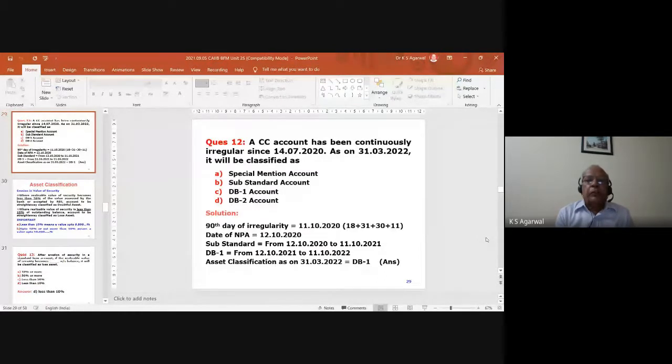So it became irregular on 14 July 2020. My first day of irregularity is 14th July of 2020. Then my 90th day of irregularity is 11th October. So the next date, 12th October, it will become NPA and out of order also. With reference to that date, it will be substandard up to 11th October 2021 and DB1 as on 31st March 2022, which shall be my answer. Okay, sir.